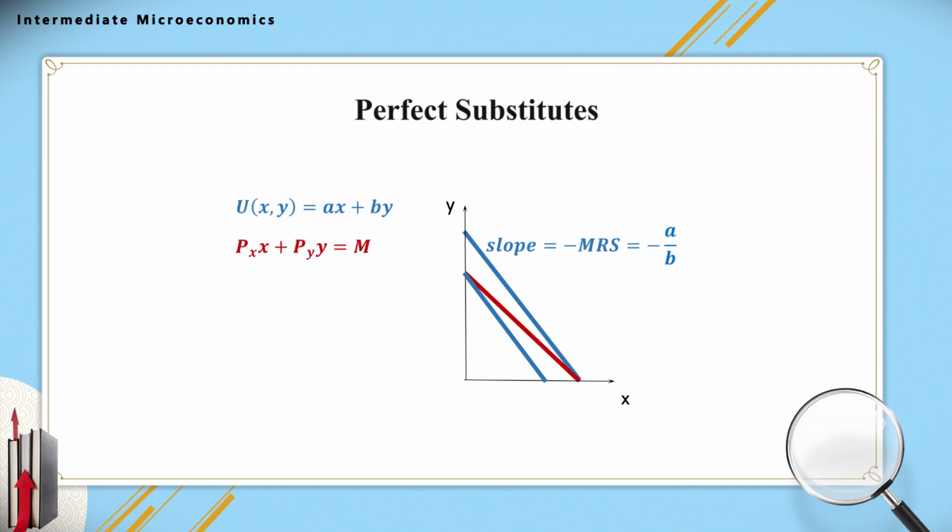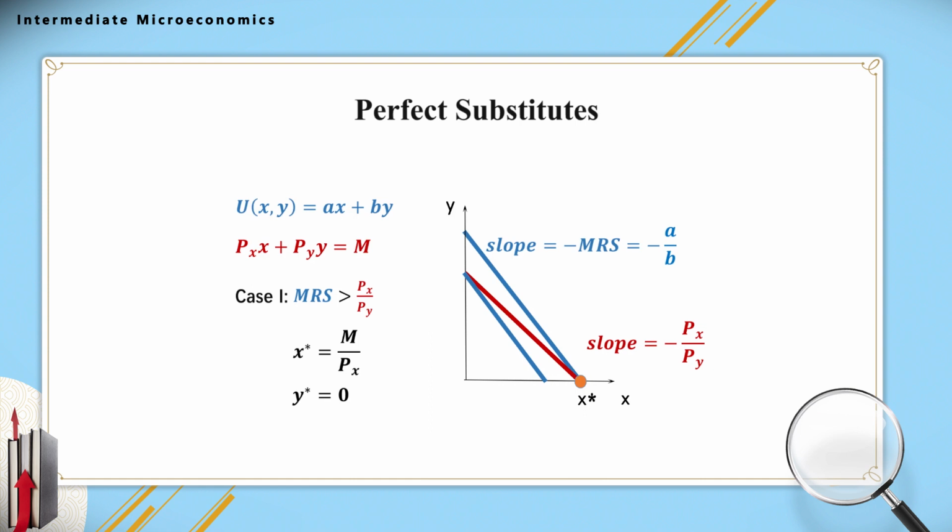Given Px, Py, and M, the slope of the budget line is minus Px over Py. Now we need to compare the slopes between the indifference curve and the budget line. If, as this graph shows, the indifference curve is steeper than the budget line, that is, MRS is greater than Px over Py, the highest indifference curve intersects the budget set on the x-axis. The consumer's optimal choice is to spend all the income on commodity x.